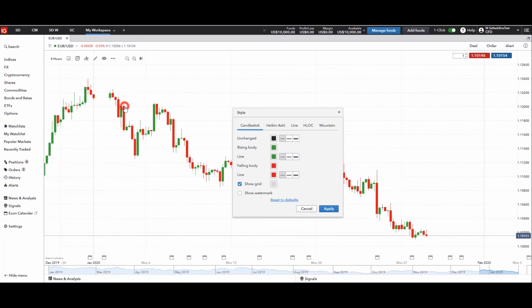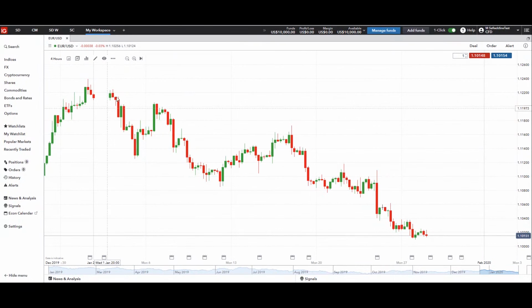You can also customize the appearance if you want to change the color of the bull candle. Some people like black on white, so white for a bull candle, black for a bear candle. You've got blue and red, different coloring that people like. It's up to you. You can also do the same for all different types of charts, like the line chart, the mountain chart, and so on and so forth.